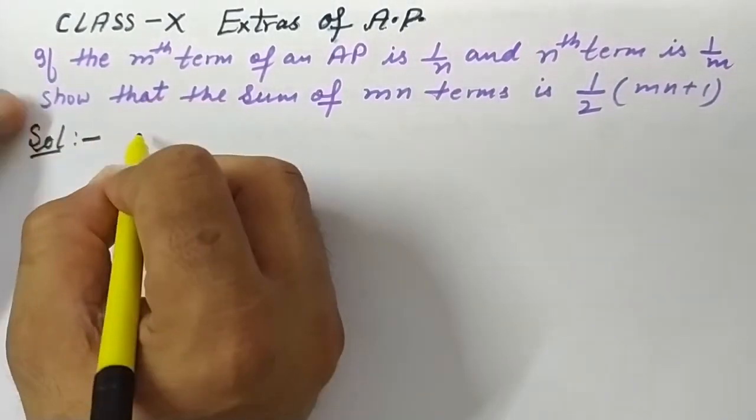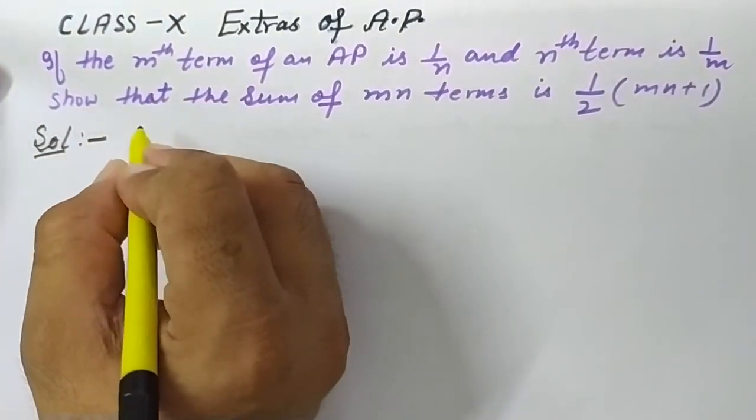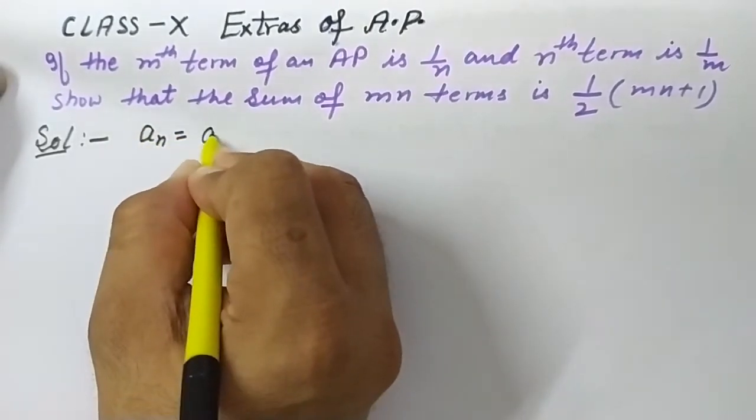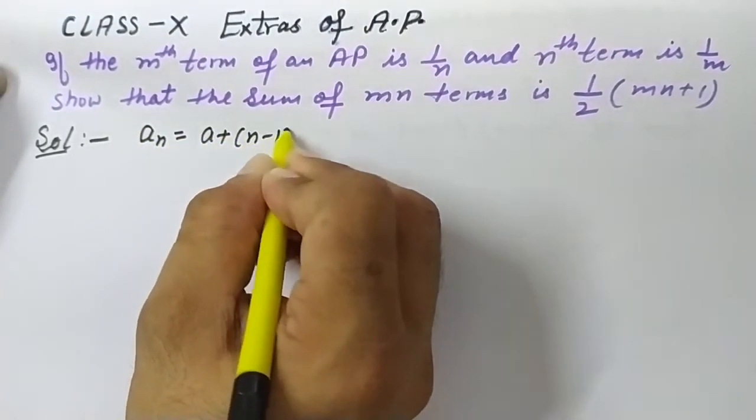In this AP, first formula is to find the general term of an AP. So that formula is An is equal to A plus N minus 1 D.